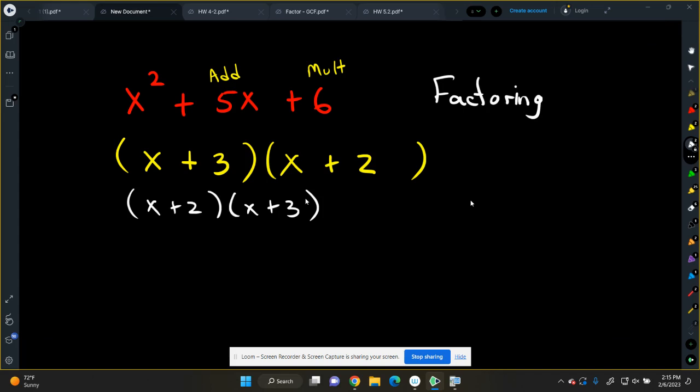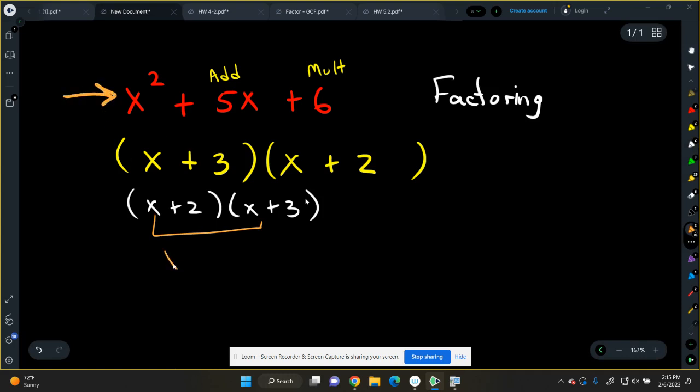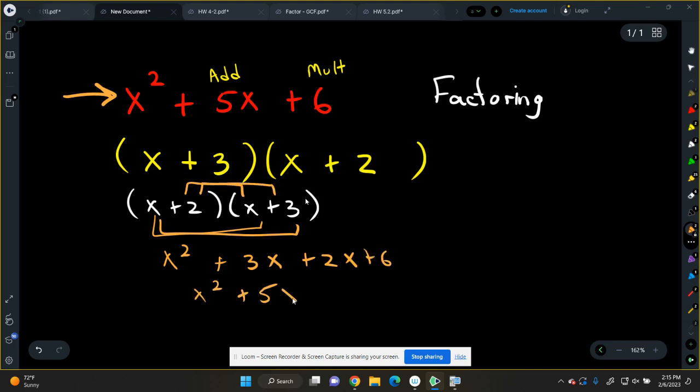So if I were to FOIL this, distribute it, I would end up with this. So I'd get x squared plus 3x plus 2x plus 6, which is x squared plus 5x plus 6, right? So factoring is the opposite of foiling. So you can always FOIL it to check to see if you did it correctly.